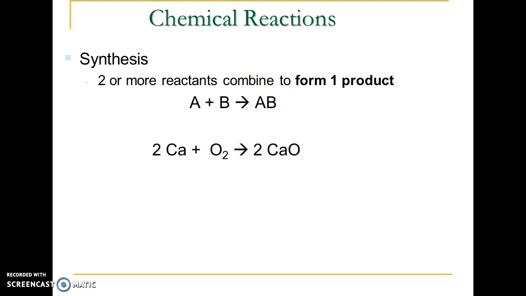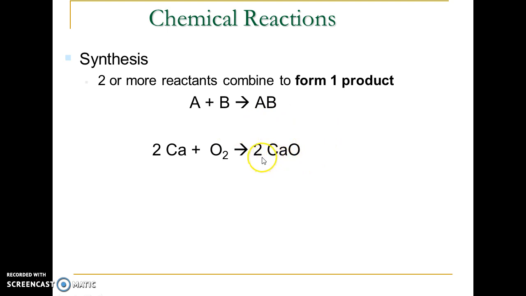Here is an example of a synthesis reaction with elements. Here we have calcium plus oxygen yields calcium oxide. When you are trying to identify or classify a chemical reaction, it is important to notice how many plus signs you have on both sides of the chemical equation. In this case, we have 1 plus sign on the reactant side, indicating that we have 1, 2 reactants. On our product side, we have no plus signs. Therefore, we only have 1 product.